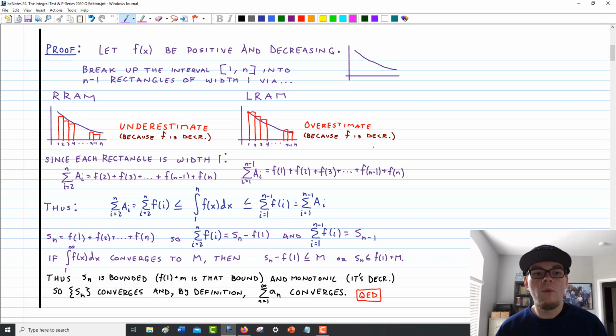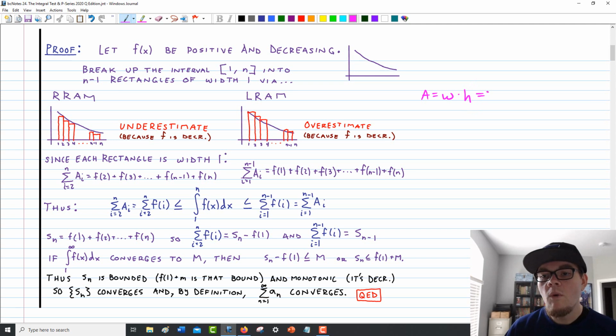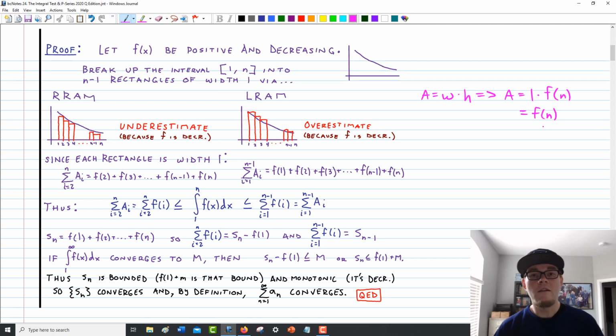And the reason we want them to have a width of 1 comes from the fact that when we go to do RRAM or LRAM, since the area of each rectangle is equal to width times height, oops, that's an M, width times height, what that means is the areas in our case are going to be 1 times a particular function value each time. So in other words, the areas for each of those rectangles will just be equal to f of n. So specifically, we're choosing it this way very particularly and purposefully so that we can, in a sense, make everything look cleaner in our computation.